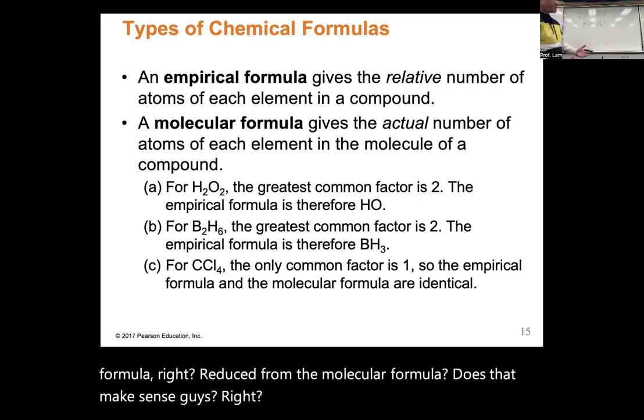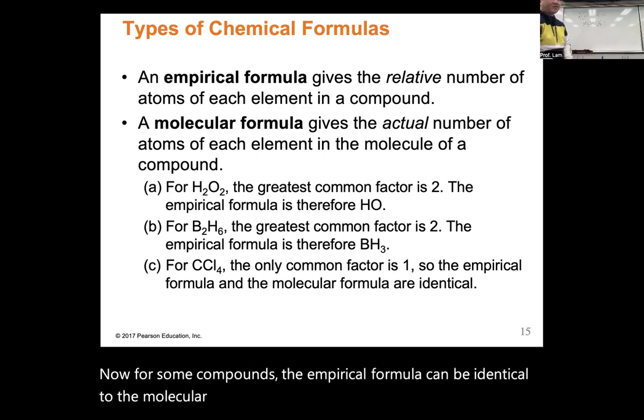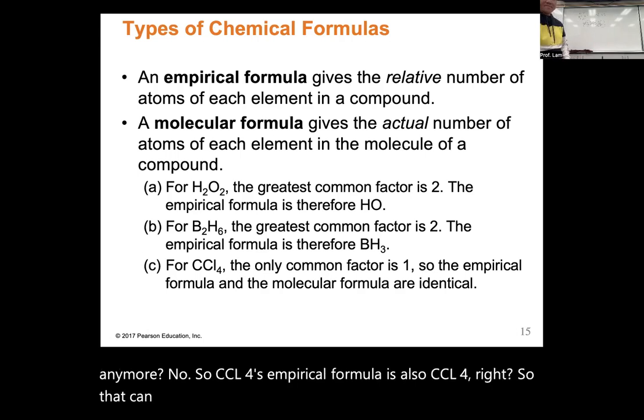Now, for some compounds, the empirical formula can be identical to the molecular formula. So CCl4, can we reduce that down anymore? No. So CCl4's empirical formula is also CCl4, right? So that can happen. Okay.